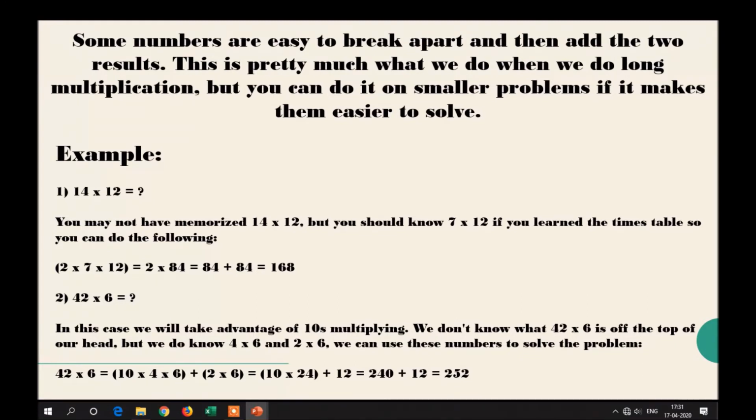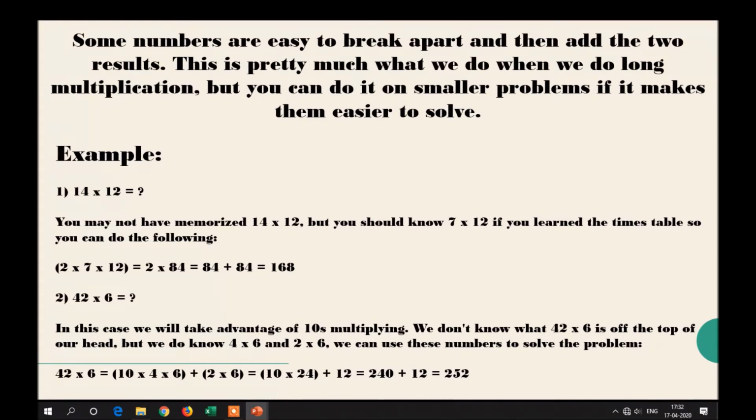For example, 14 into 12. You may not have memorized 14 into 12, but you should know 7 into 12 if you learn the timetables. So you can do the following. 2 into 7 into 12. So 7 into 12 is 84. And we add 84 2 times, then the answer will be 168.